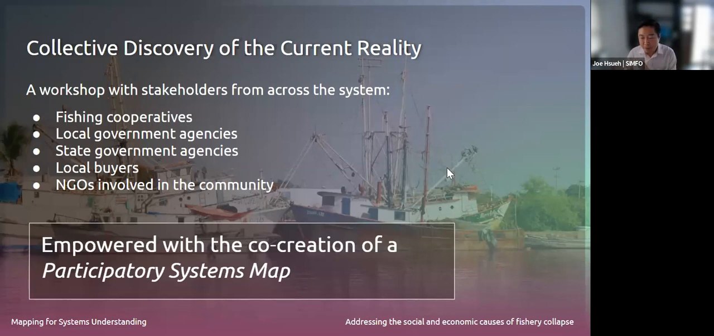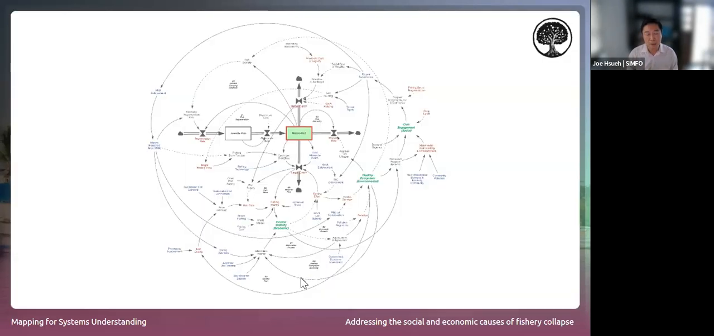We are doing mapping not for the sake of mapping. Mapping for us is only an engagement tool. It helps us engage the stakeholders so that we can see the system, understand each other, form a shared vision, and identify a leverage point. So through a stakeholder workshop with stakeholders from across the system, from fishing cooperatives, local governments, state governments, NGOs, empowered with this participatory systems map. Here's what that spaghetti map looked like.